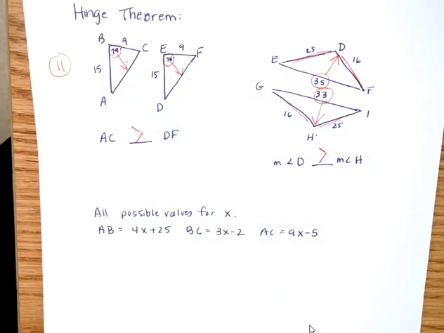We don't know his measure. We just know he's going to be larger than whatever H is. We don't know the measure. We just know he's larger. That's it.